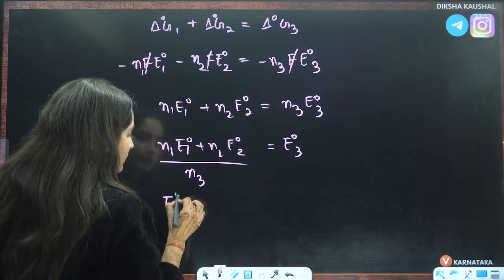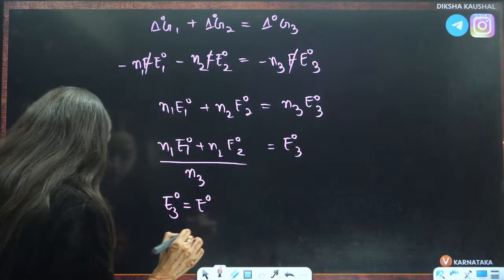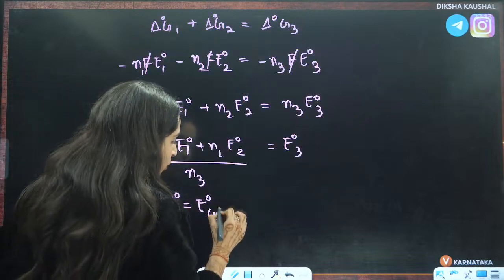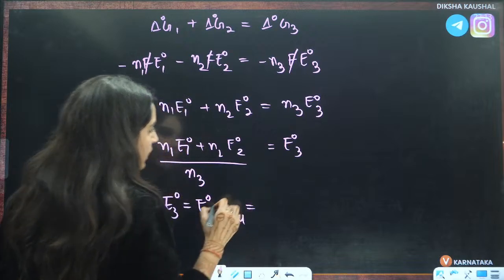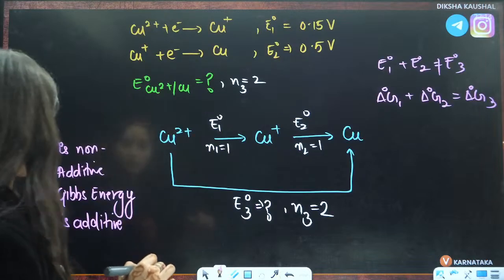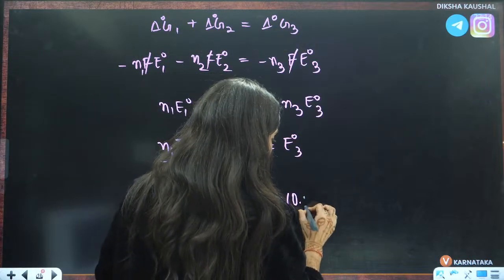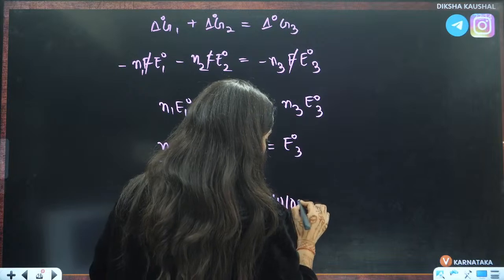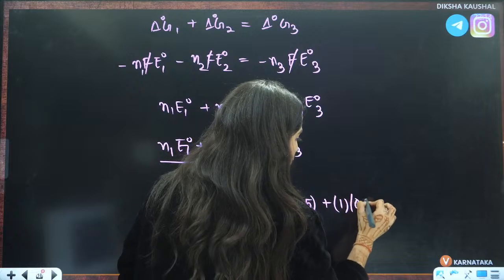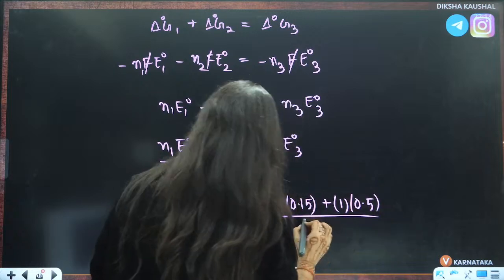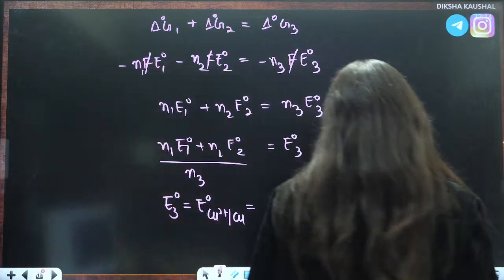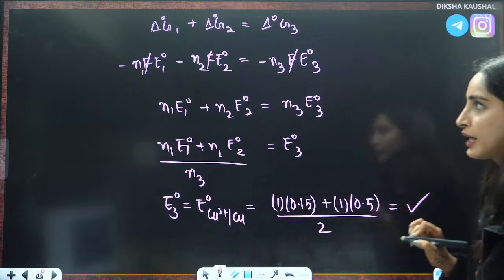Now E3, that means, what is the third? The third is from Cu2+ to Cu, right? So this is Cu2+ to Cu. It will become equal to, what is n1? That is 1. What is E naught 1? That is 0.15, right? 0.15 plus 1 into 0.5, divided by 2. After solving, you will get your answer, okay?